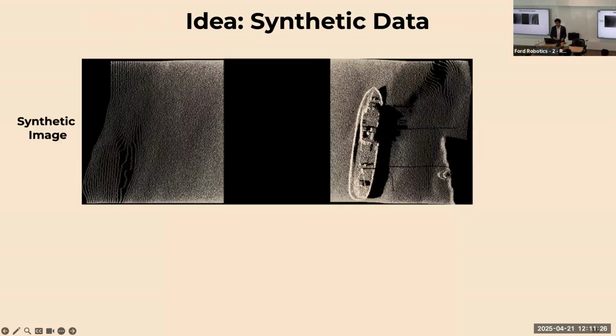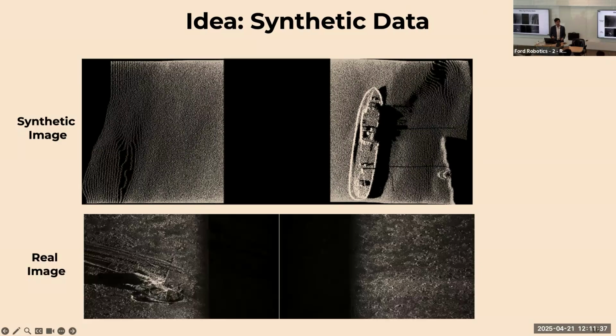So one potential solution to getting around the data problem here is using synthetic data. We can produce a synthetic sonar image, and this really offers us the flexibility of domain randomization. We can put in whatever objects we want, we can simulate whatever terrains we want, and generate a ton of labels. However, comparing this to a real image, you might notice that there exists a sim-to-real gap.